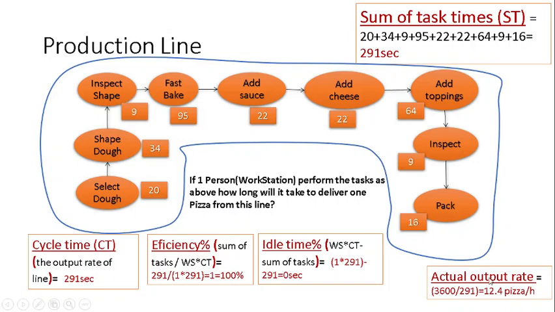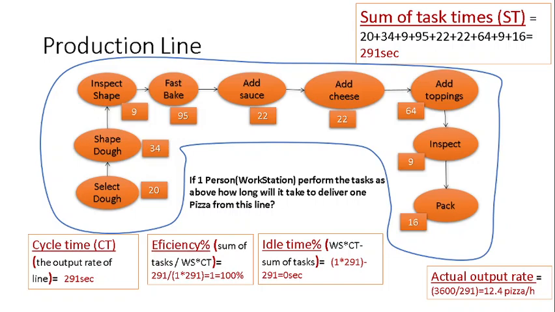So if we count now, okay, given those cycle time and the setting here, what is the actual output rate, which means how many pizzas do we produce per 1 hour? So we divide 1 hour, which is 3,600 seconds, over this sum of the task times, and we get the result here, which says that we can deliver, by using this setting, 12.4 pizzas per 1 hour. Well, that's a number that we can keep.